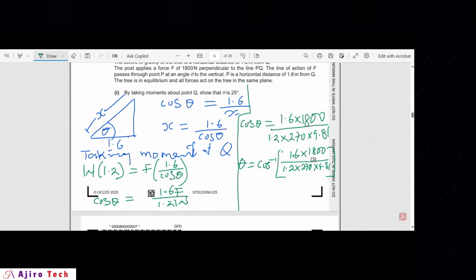One point two times 270. So from here, it gives 25.03, which is 25 degrees as required.